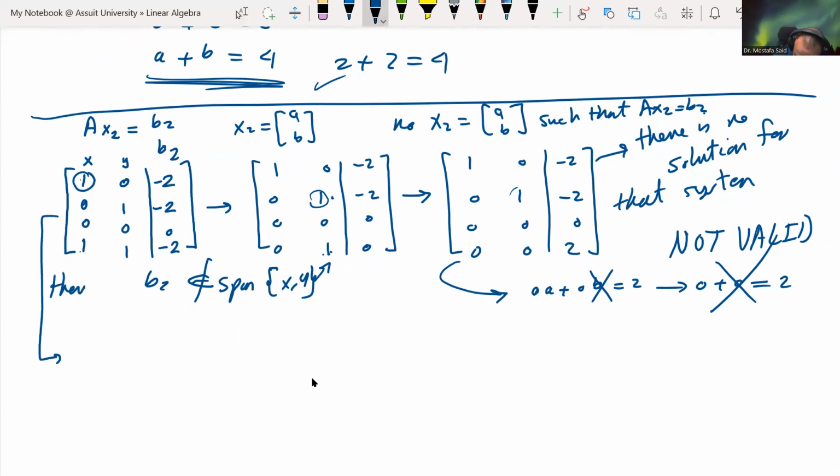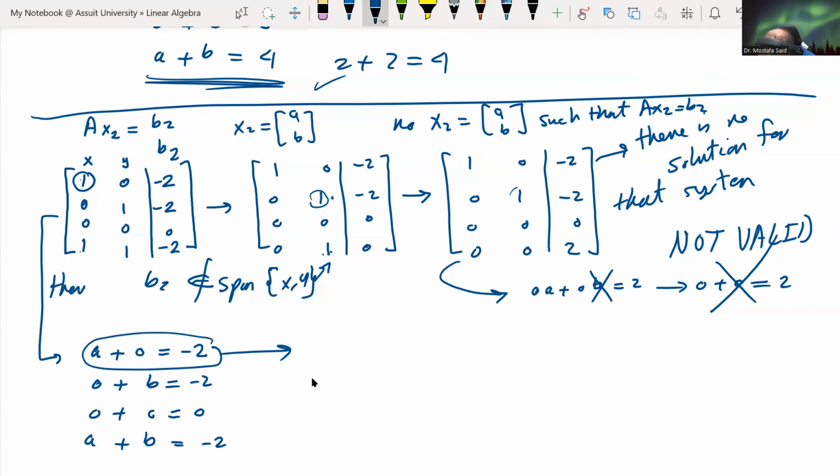Let's do that. So let's write the equation. From writing the equation, we're going to discover that very easily. So the first equation is 1a plus 0 equal to minus 2. Good. Second equation, 0 plus b equal to minus 2. That's also good. Then 0 plus 0 equal to 0. That's also good. Then a plus b equal to minus 2. From the first equation, we learn that a equal to minus 2. Very easy. From the second equation, we learn that b equal to minus 2. Very easy. So far, so good.